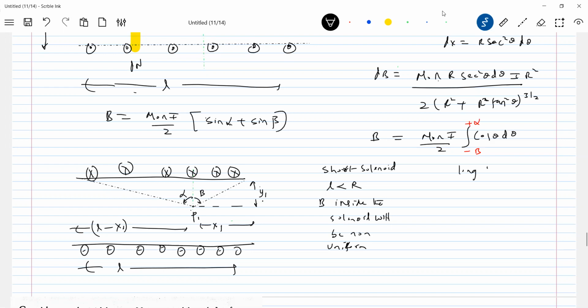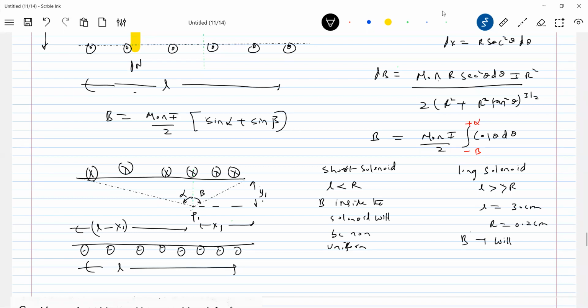Next, long solenoid. Long solenoid does not mean length tends to infinity. It means L greater than R. Suppose the length is some 30 centimeter, not like 100 meter; that much long electrical equipment will not be there. Radius will be say 0.2 centimeter. Definitely L is very much greater than R. This was the long solenoid. In the long solenoid, B will be uniform.